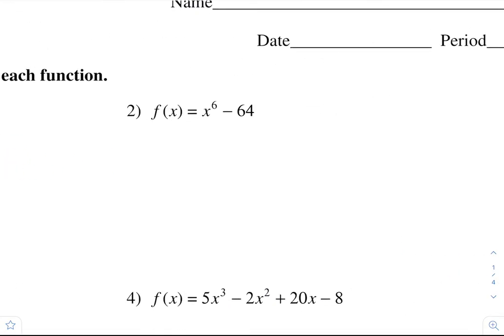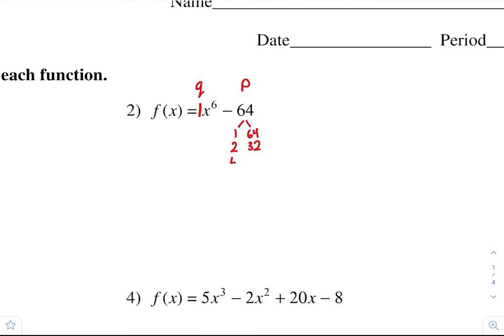Number 2, so remember your constant term, even though there's degrees missing here, you guys, the constant term is -64, so this is our p, right? And this is our q. Now we have to find our factors of p, right? So 1 and 64, right? All factors of 64. 2 and 32.